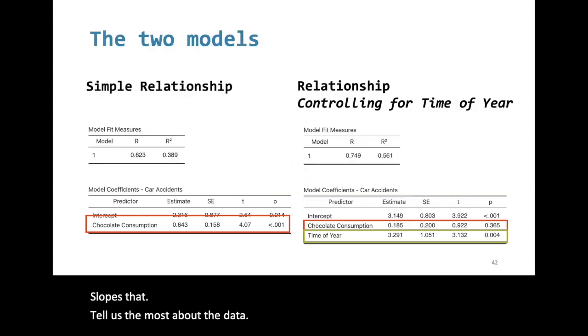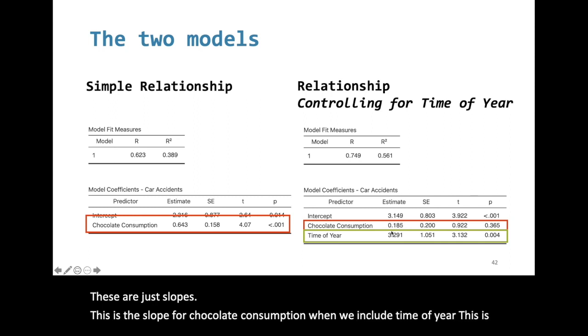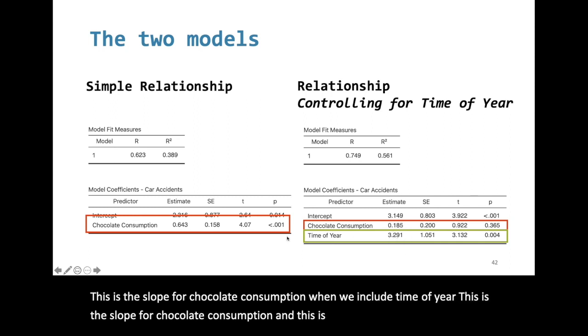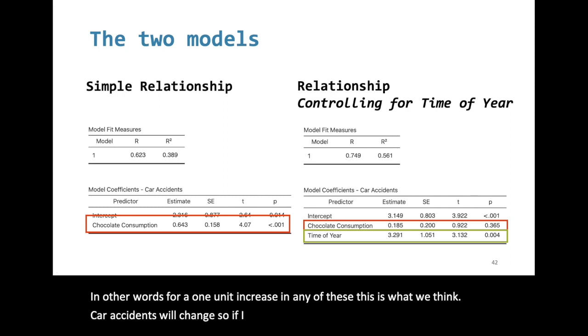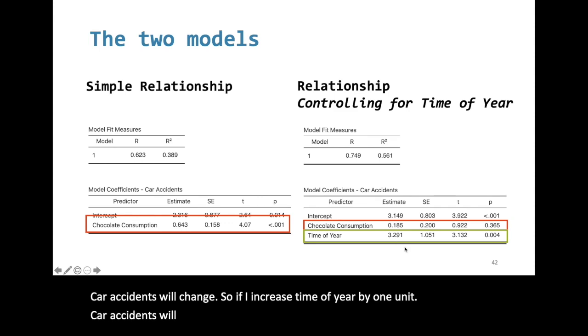If we go back to our example here, these are just slopes. This is the slope for chocolate consumption. When we include time of year, this is the slope for chocolate consumption, and this is the slope for time of year. In other words, for a 1 unit increase in any of these, this is what we think car accidents will change. So if I increase time of year by 1 unit, car accidents will increase by 3.2 units.